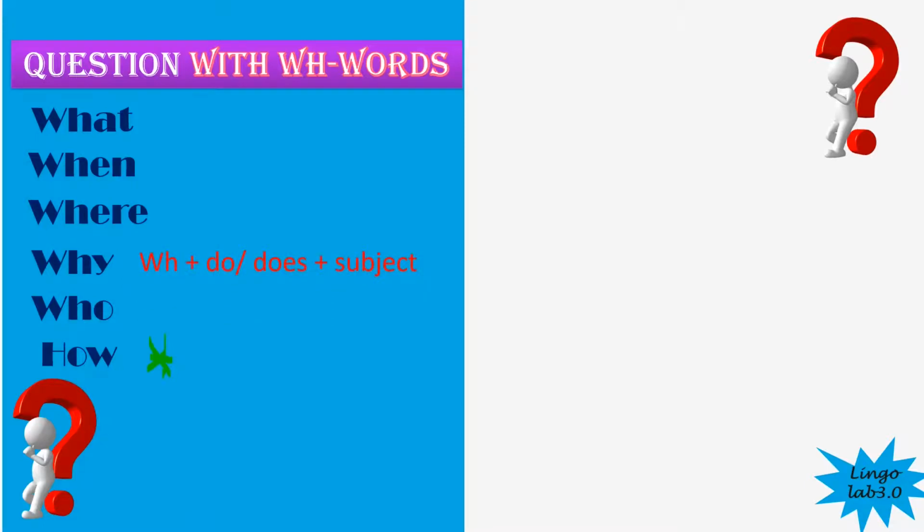So the way we ask questions with these is we use the WH word plus do or does. It will depend on the subject. If I have I, you, we, they, it will be do. And if I have a third person, then it will be does. Let's see a few examples.